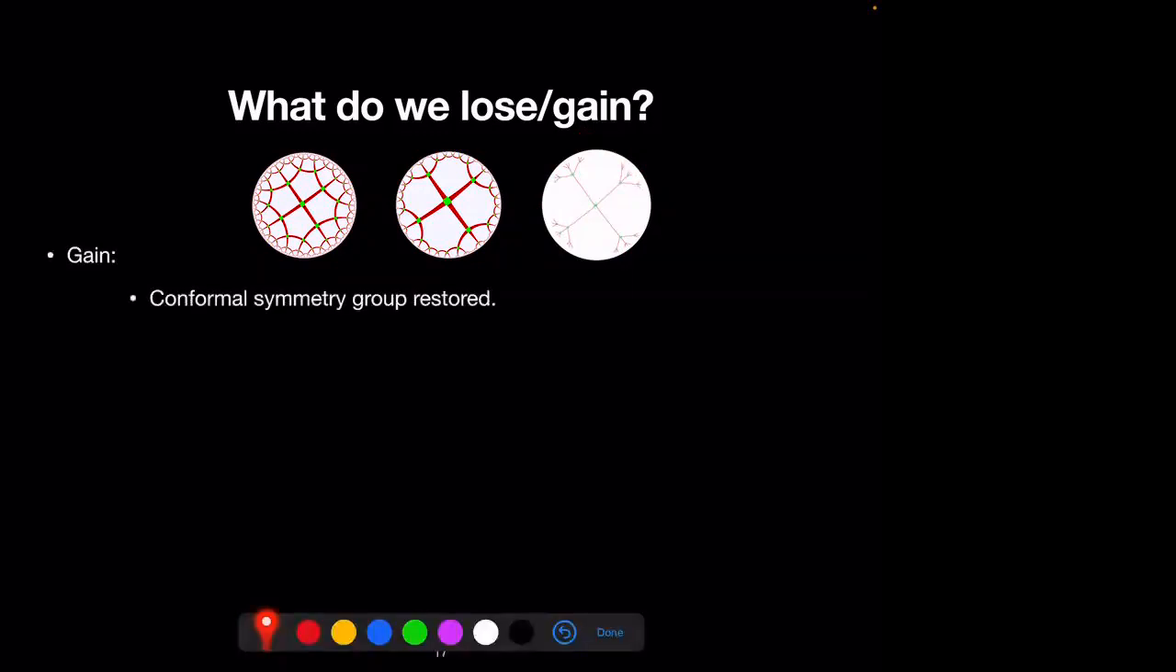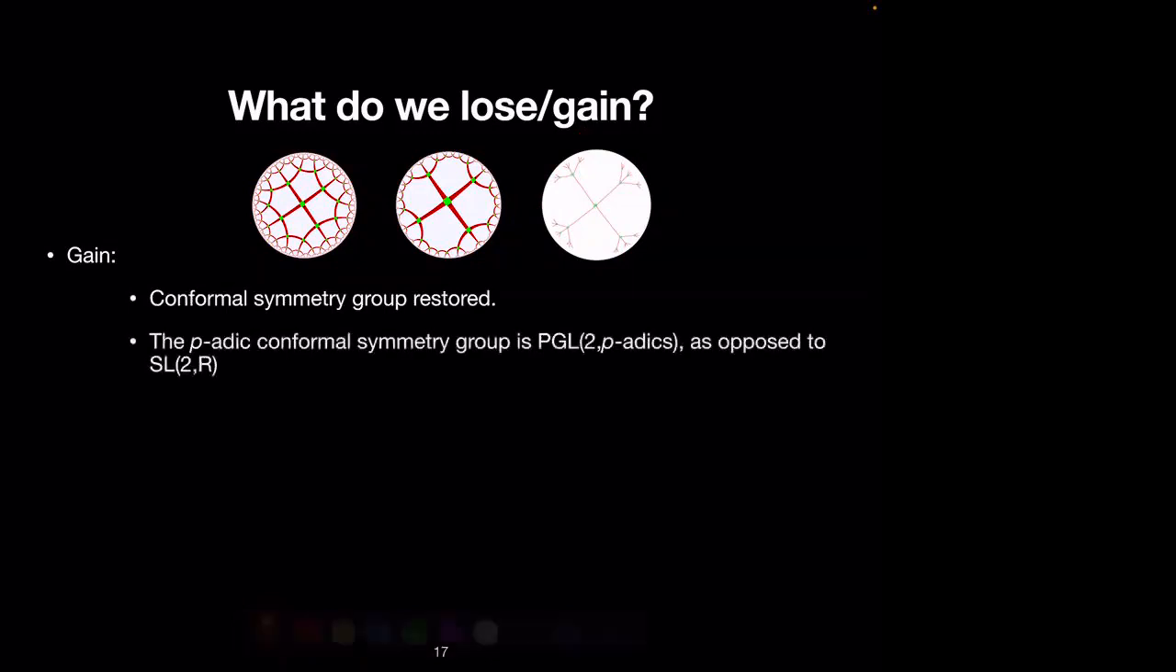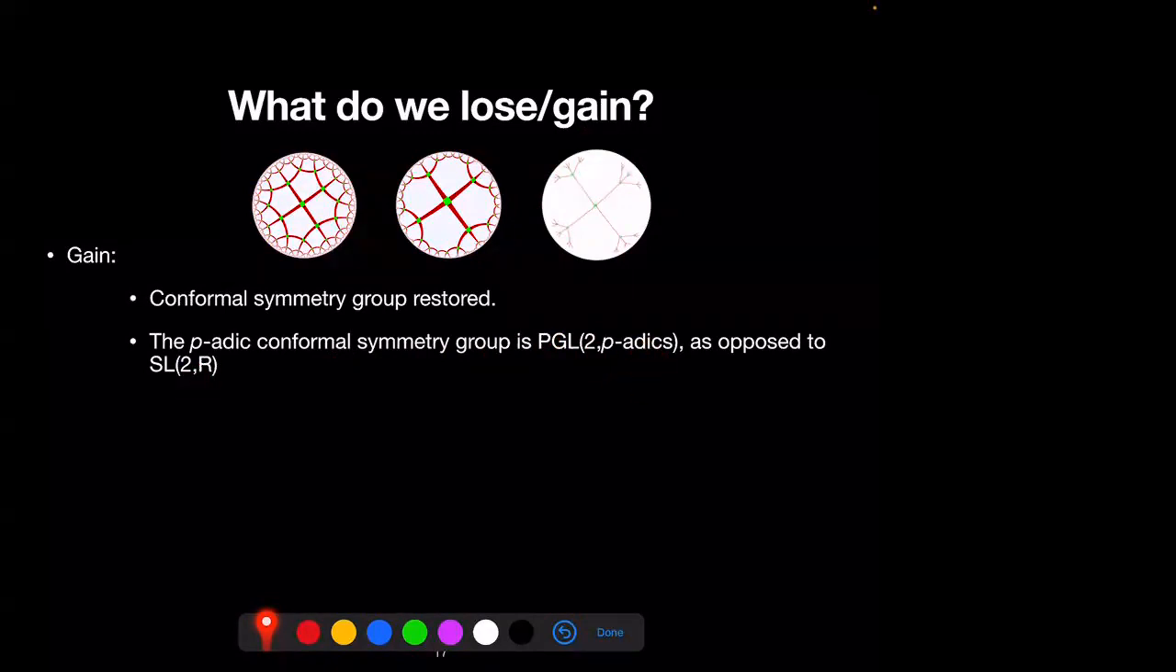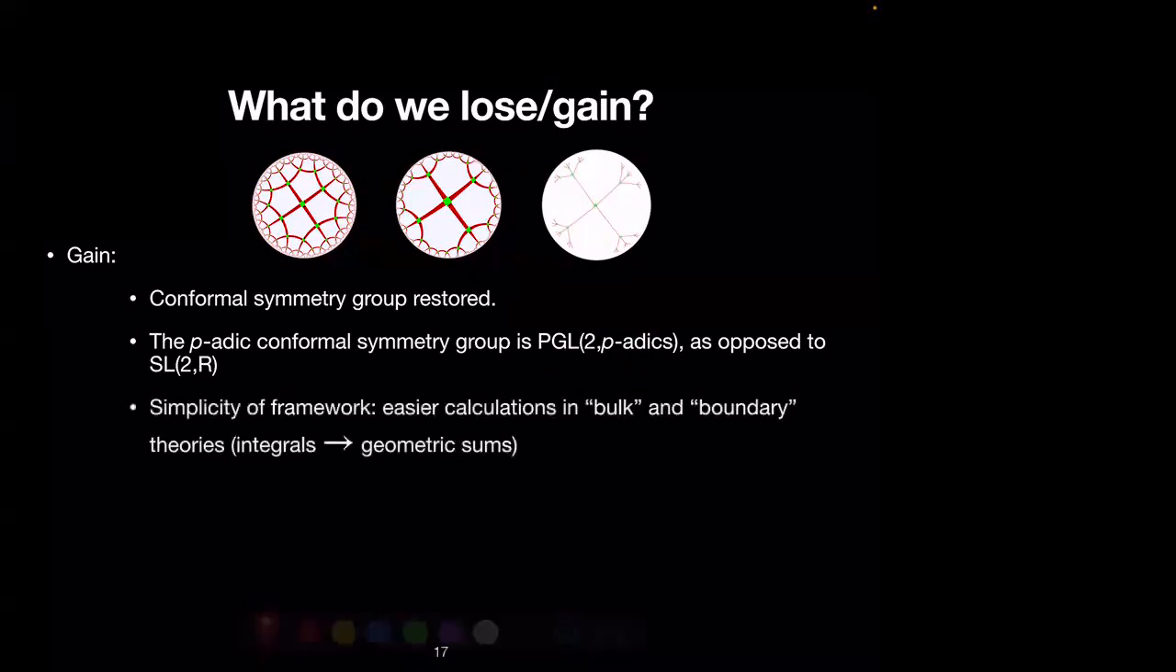So the conformal symmetry group becomes the PGL2 group over the p-Adic field, as opposed to SL2R. So we get a general linear group over some other field, but at least it looks like a nice conformal group. It has linear fractional transformations and all the nice global conformal group properties.